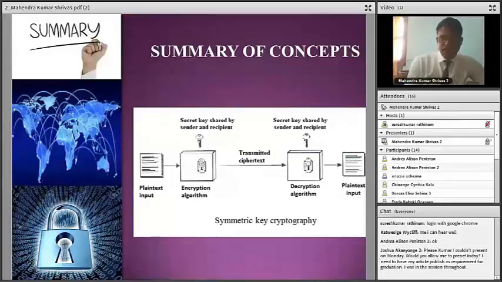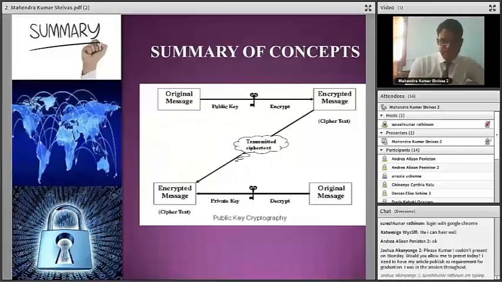So we convert that so that nobody in between can intercept it, right? Then we send this encrypted information to the target audience or the recipient. Here the recipient is going to decrypt that information using the same key and then get the plain text. So that is called symmetric key cryptography.